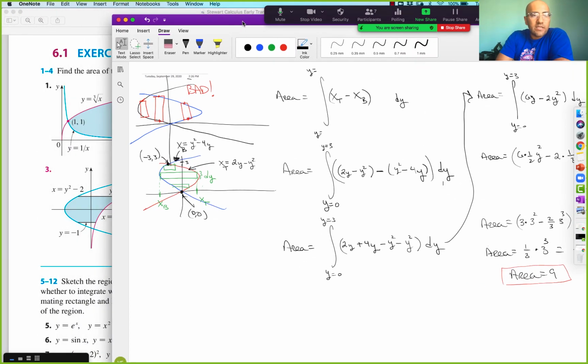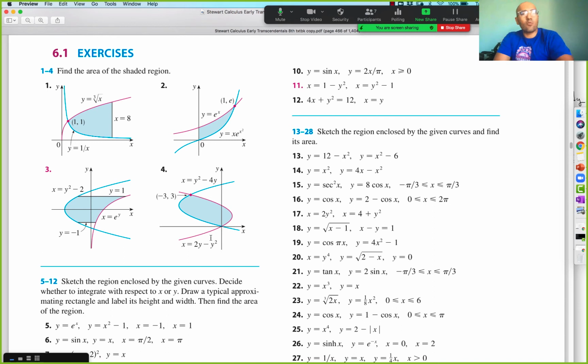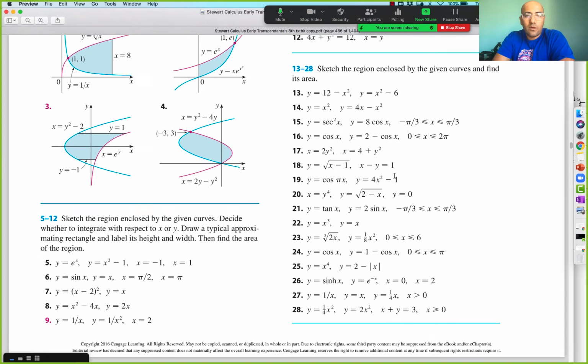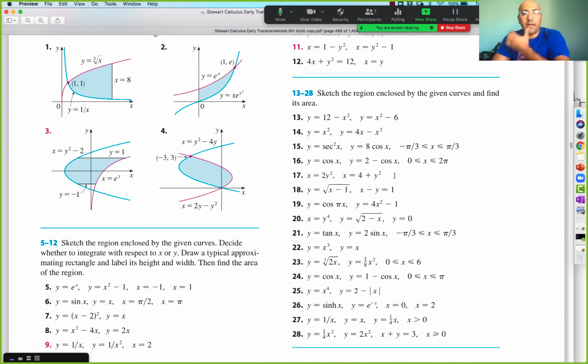So the concept stays the same. I don't think the concept is any more difficult, except that for the first few of these, they gave you a nice pretty picture, and you could tell which is the top function and which one's the bottom function. With these other ones, it can get a little trickier to figure out which function is the top function and which one's the bottom function. Feel free to use technology to figure that out.